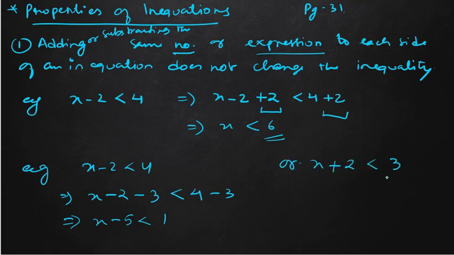Okay. Or we can take another example. Suppose x plus 2 less than 3. So suppose x plus 2 minus 2 less than 3 minus 2. We have subtracted 2 on both sides. So this will not change the sign. So x plus 2 minus 2 cancels out, less than 3 minus 2, this will be 1. Okay. So this is the first property and the second property.